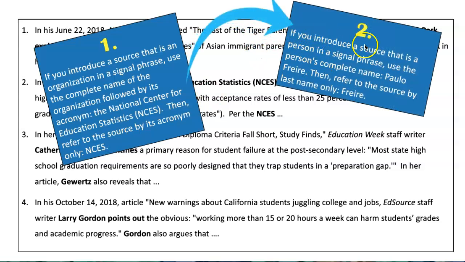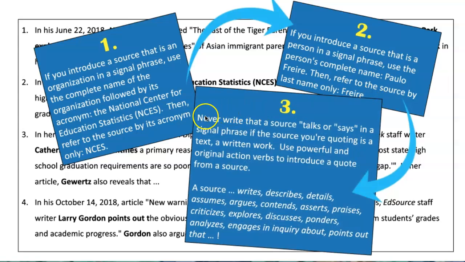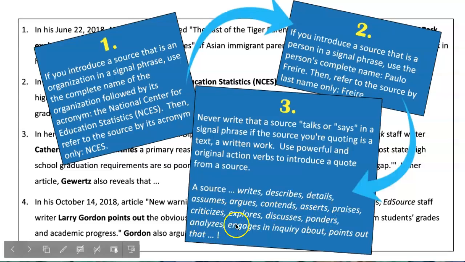Number 2, if you introduce a source that is a person in a signal phrase, use the person's complete name, Paulo Freire. Then refer to the source by last name only, Freire. 3, never write that a source talks or says in a signal phrase if the source you're quoting is a text, a written work. Use powerful and original action verbs to introduce a quote from a source. A source writes, describes, details, assumes, argues, contends, asserts, praises, criticizes, explores, discusses, ponders, analyzes, engages in inquiry about, points out that.